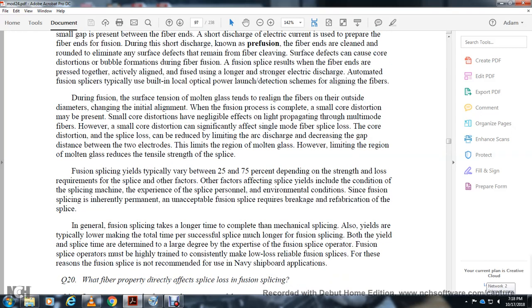Fusion splice yield typically varies from 25 to 75% depending on the strength requirements of the splice. Other factors affecting splicing yields include the condition of the splicing machine, the experience of the splicing personnel, and environmental conditions. Splices that are permanently unacceptable require breakage, refabrication, and splicing again.